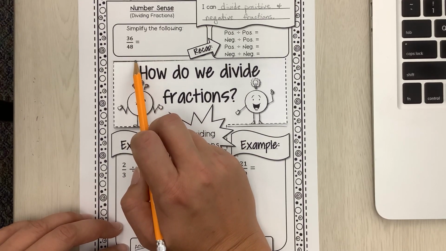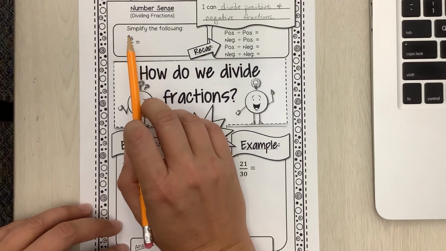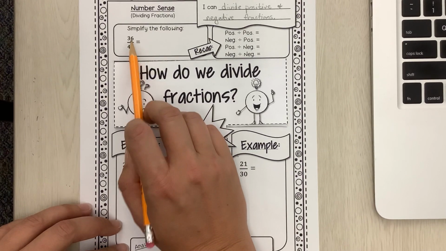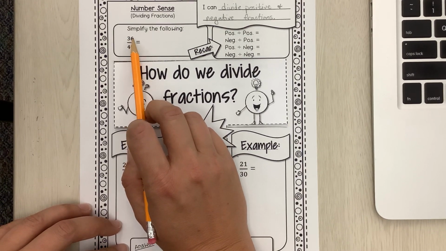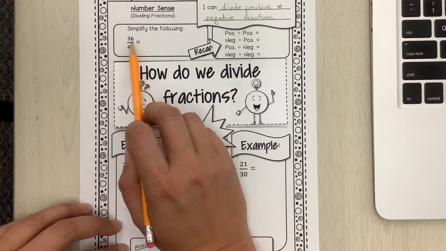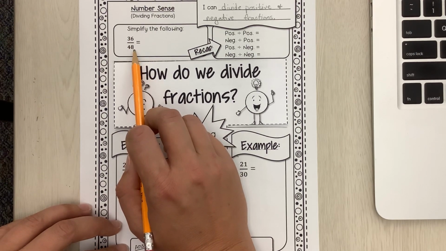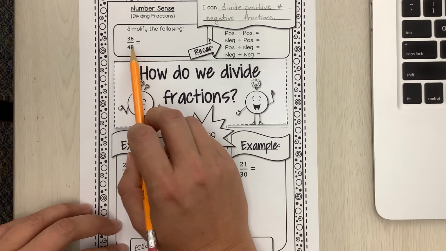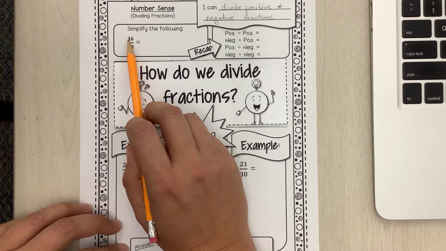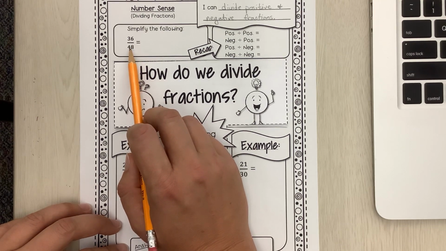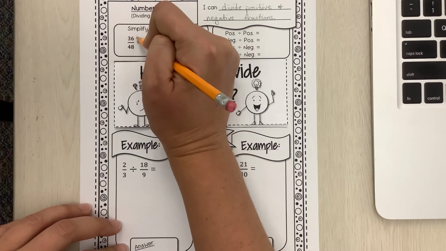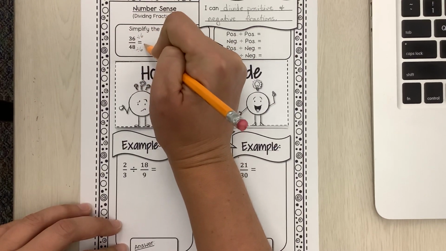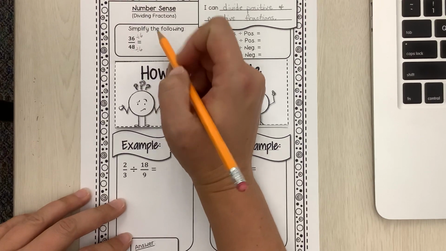So 36 and 48. Remember, we're trying to find the greatest common factor between the two. So 1 times 36, 2 times 18. Okay, so we're finding the factors of both of these numbers. Let's just do, how about, I think 6 works with both of these. That's one that I can easily do. I know 6 times 6 is 36, and I know 8 times 6 is 48. So let's divide them both by 6. We might have to do more, and that's okay. We'll keep going till we can't go anymore.